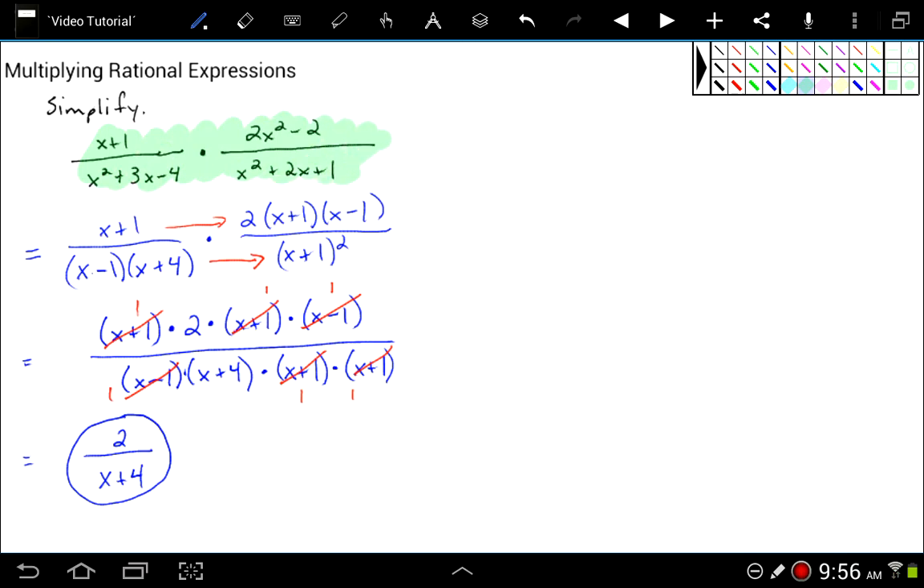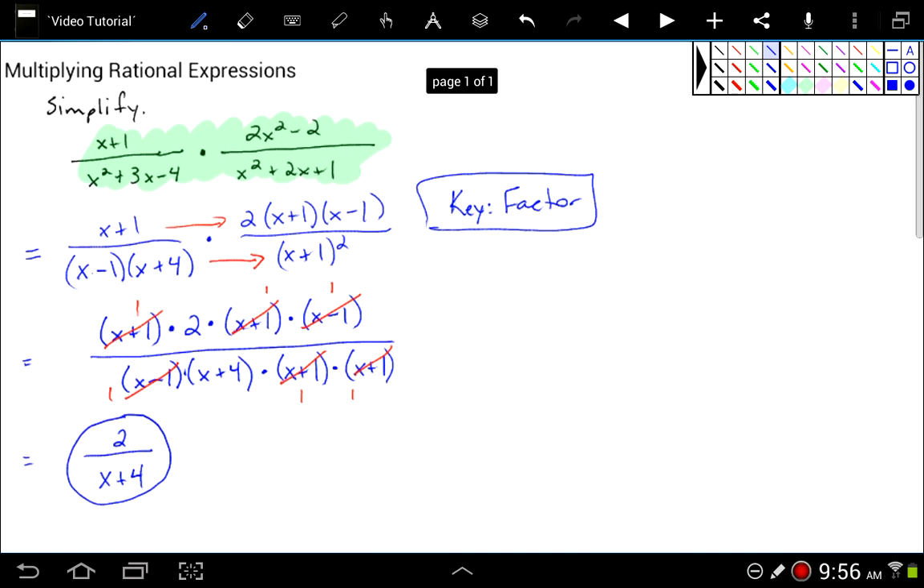So it was key to factor everything because we need multiplication and division to work nicely together, and factoring creates multiplication.